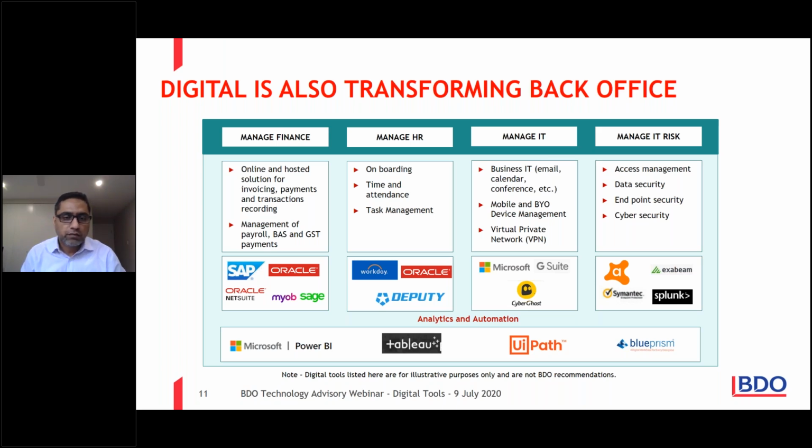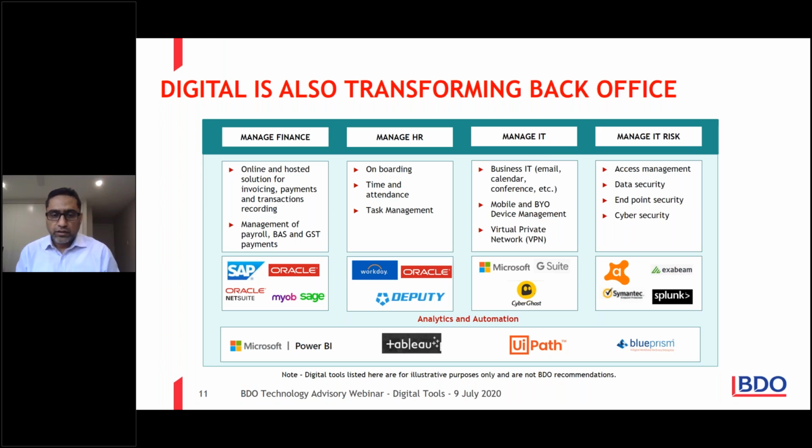Underpinning all of those, there are a few themes around analytics and automation, which are increasingly delivering cost reduction and operational efficiency. The first two are around analytics, Microsoft Power BI and Tableau. They are providing that capability to leverage the data that you have, create insights, and link it to the decision, and that's where they are playing a big role.